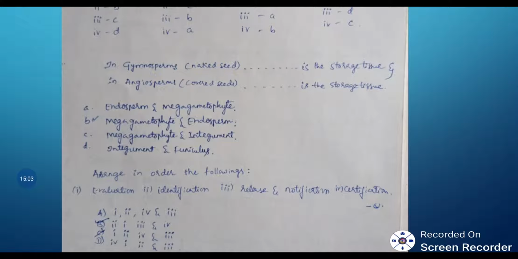Coming to match the following or arranging, 4 things are given here: evaluation, identification, release and notification, and certification. These things are related to varietal release, or whenever a variety has to come to market, this has to follow a proper or scheduled procedure that involves certain steps. So first, what should we do? First we should go for identification, followed by evaluation, then release and notification, and finally certification.